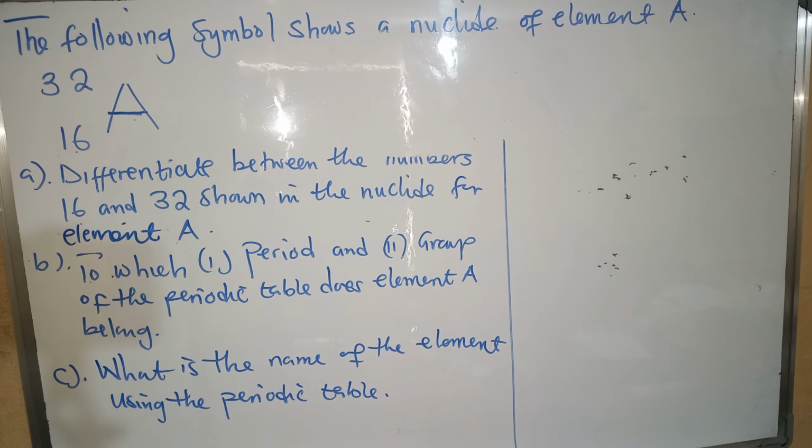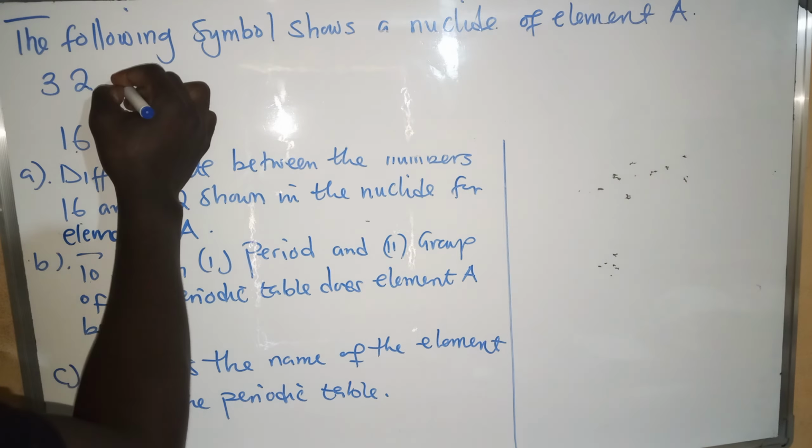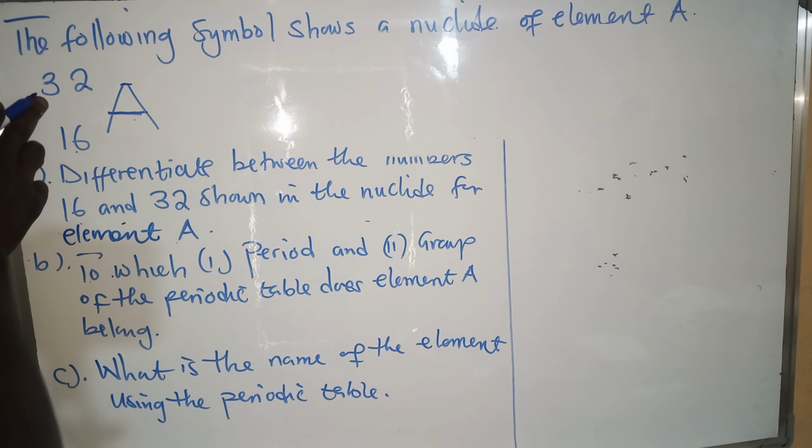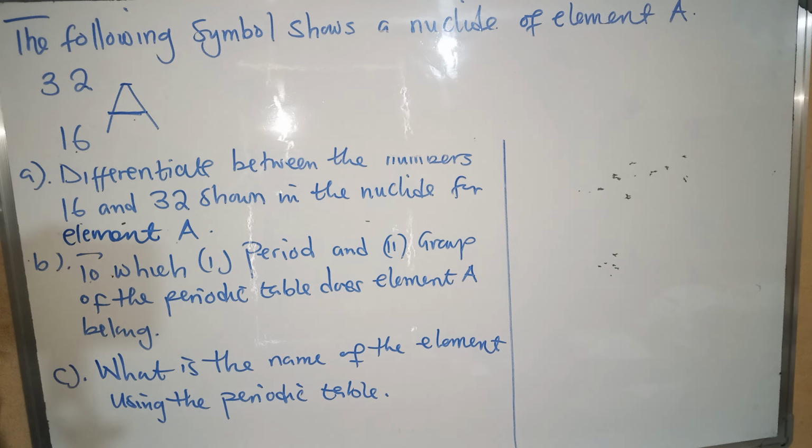So this question involves part of the periodic table. It also involves the structure of an atom, so it's combined. The question says the following symbol shows a nuclide of an element A. So that is our element A that you have seen there. This element A has 32 there, and it has 16.